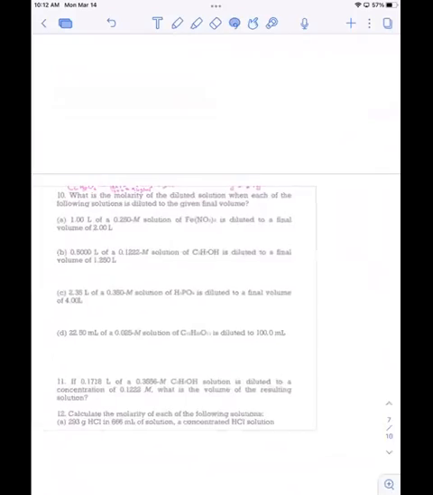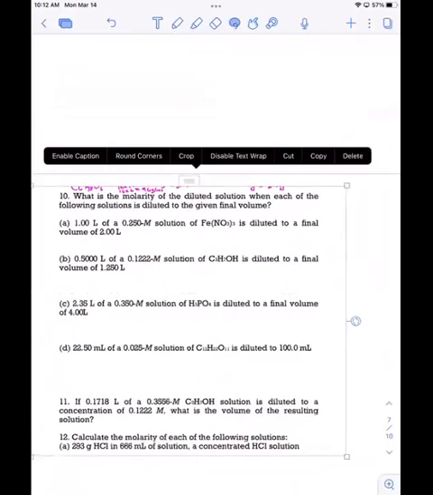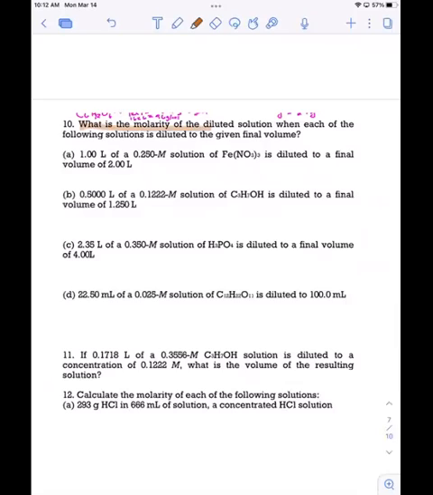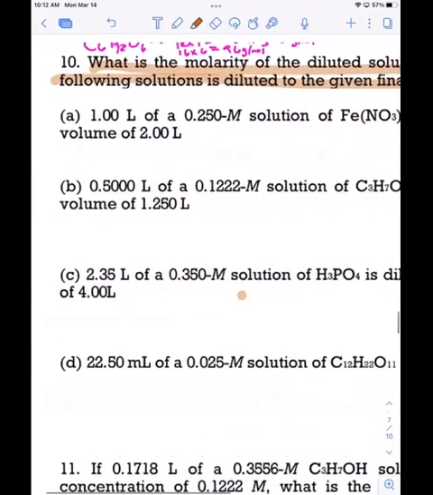All right. So we're going to start out with the first one, because you see what the question is asking. What is the molarity of the diluted solution when each of the following solutions is diluted to the given final volume? So it's giving us everything that we need. It's asking us what the molarity or the concentration is when whatever we have is diluted to a given final volume, right? So let's look at A, and I'm gonna solve A in here.